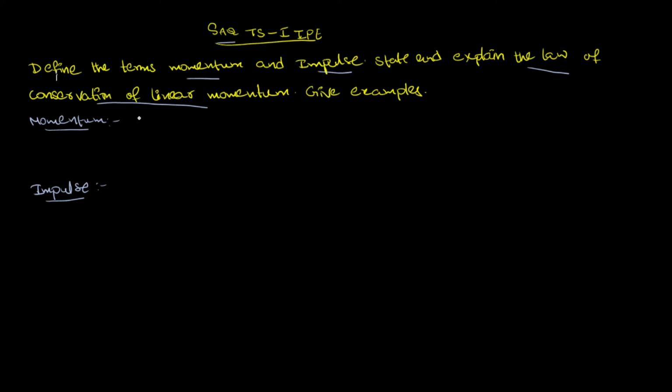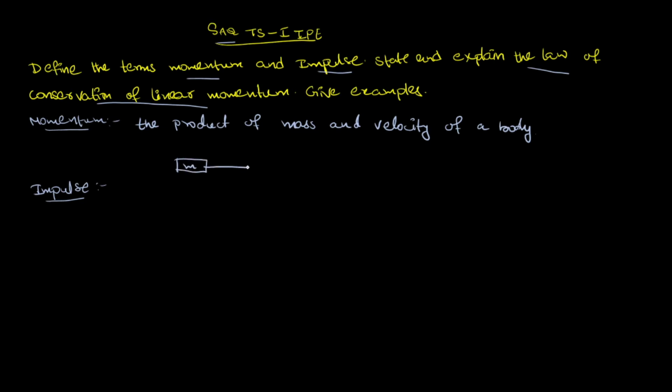What is momentum? Momentum is the product of mass and velocity of a body. Let us consider a body of mass m which is having a velocity v. For this mass m, the momentum p is equal to the product of mass and velocity. Okay, this is known as linear momentum.